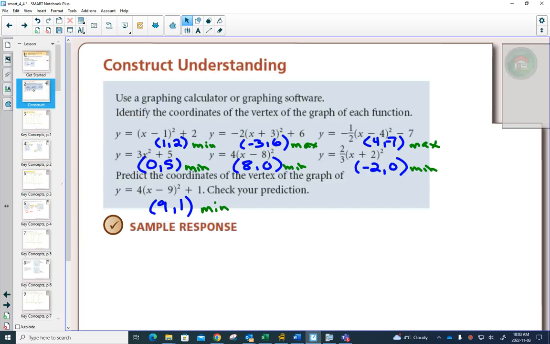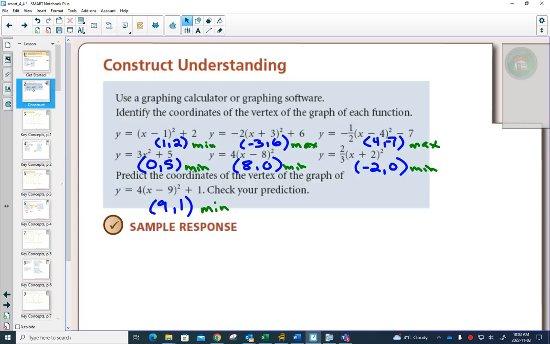When we look back at the ones we started with, can you see this one would move 1 to the right and 2 up? Look at our new vertex. If you moved 1 to the right and 2 up, there's your new vertex. 3 to the left and 6 up. There's my new vertex. 4 to the right and 7 down. There's my new vertex. Just 5 up. You see there's nothing with the x squared. So the x stays at 0, and the only thing is it was moved 5 up. So there's my new vertex.